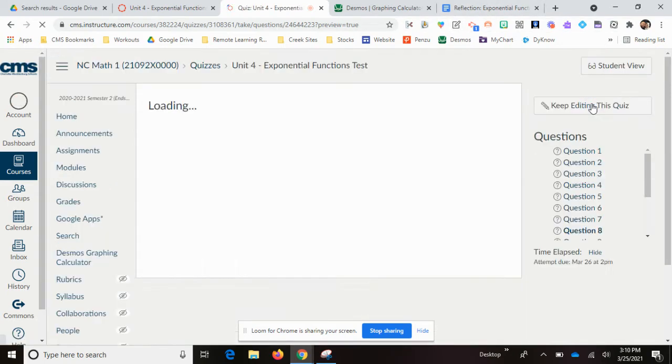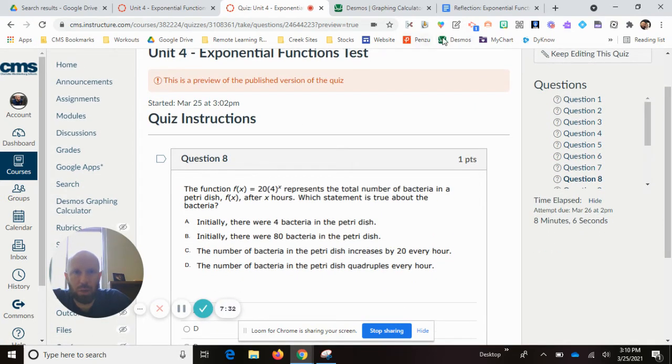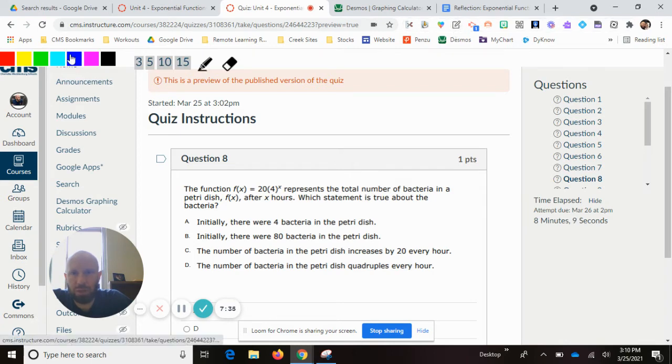Question 8. So this again is simply knowing what our formula is and what everything stands for. This formula is y equals a times b to the x. A is the initial value, b is the growth rate, x is the amount of time. So if this is our equation here, initially there were 4 bacteria. No, the initial number is the number outside the parentheses. So there's initially 20, so that's not it. Initially there were 80. No, we just said again that A is the initial amount, 20.